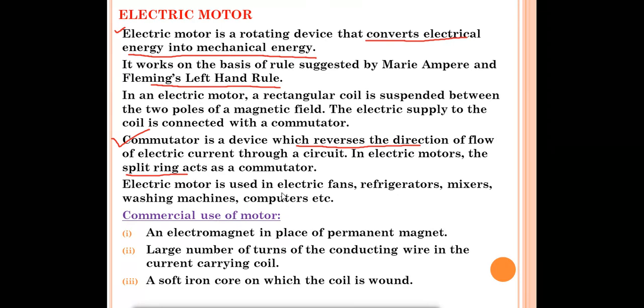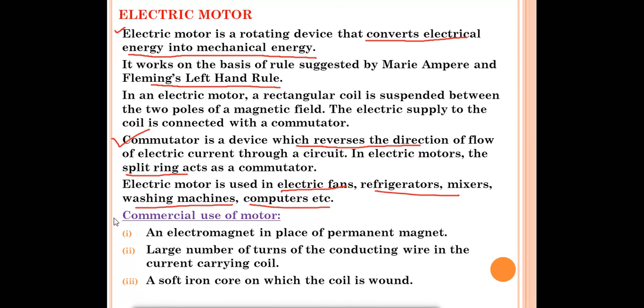Electric motors are used in electric fans, refrigerators, mixers, washing machines and computers, etc. This 1 mark question is also asked in the exam: name some devices in which electric motors are used. Then you can write electric fans, refrigerators, mixer grinders, washing machines.